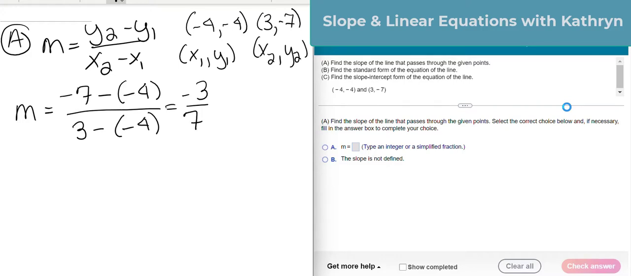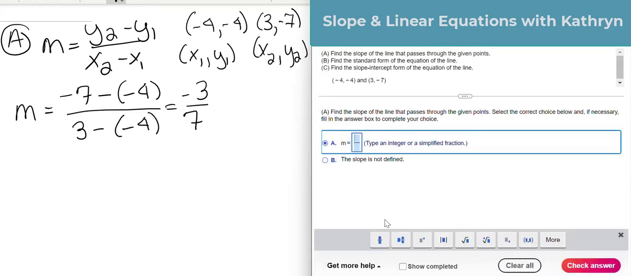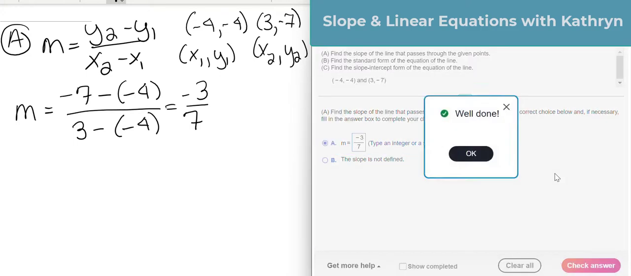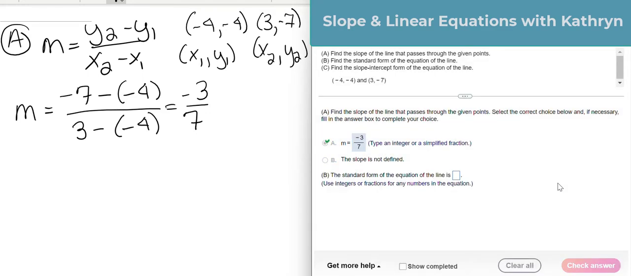So let's check it before we go any further to make sure we're correct. Click in there. I have a fraction. -3, down arrow, 7. Now one thing is I could go all the way to the front and put a negative here. That also works. But since I put it on the top, we're just going to leave it like that. So let's check. Yay, good job.